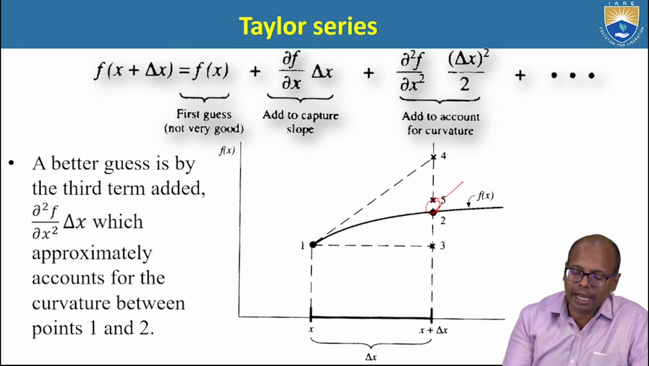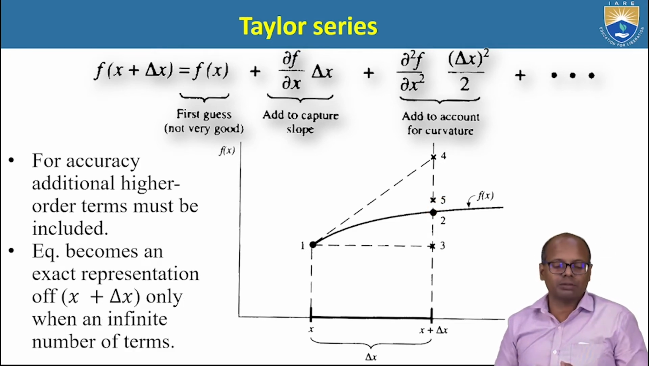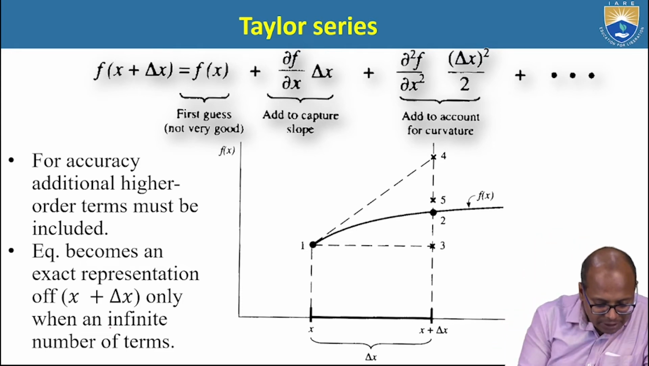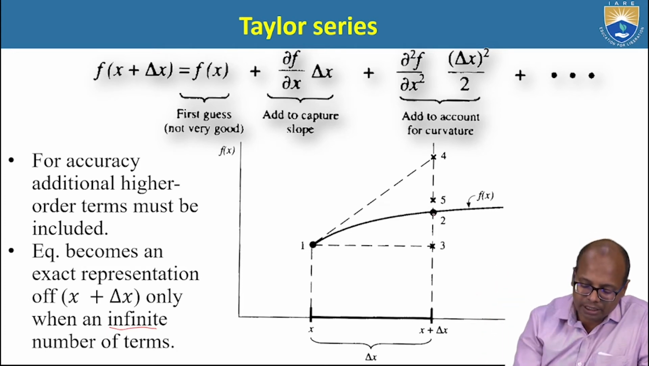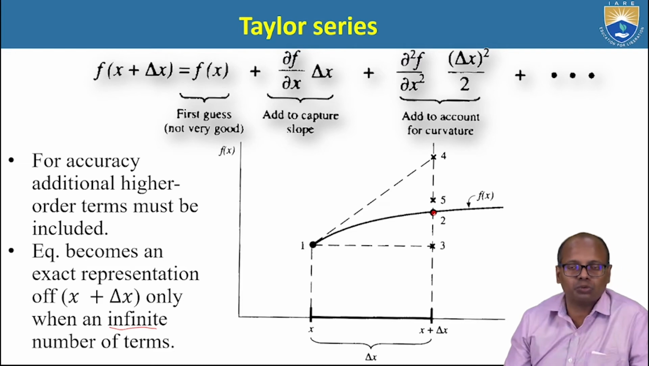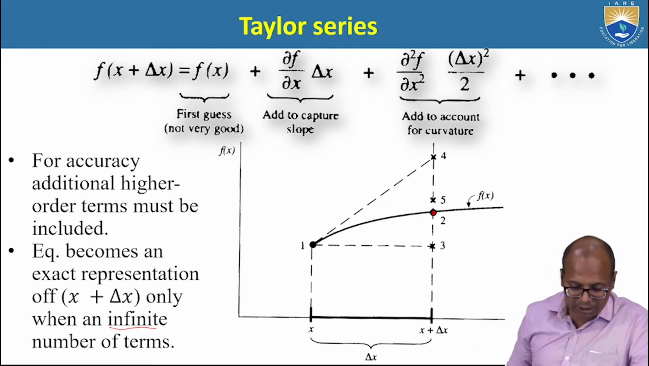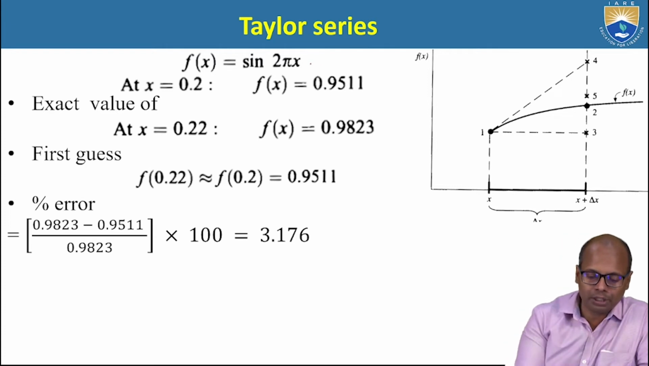Okay. So if I add more terms, what happens? The error will be negligible. If I practically add an infinite number of terms, then I will get the exact value at point 2. But if I use an infinite number of terms, it is not possible to calculate. So we'll cut off at some point, and that is called the truncation error. We'll see that. Now we'll see one example here.